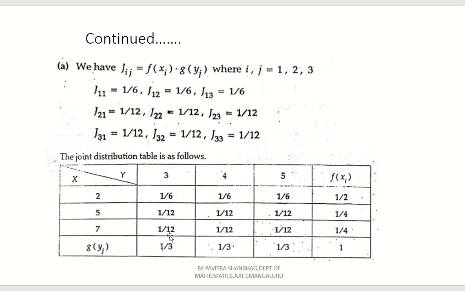So 1/12 plus 1/12 means what? 2/12. 2/12 means what? 1/6. 1/6 plus 1/6 means what? 2/6, that is 1/3. Similarly, here also 1/3, here also 1/3.